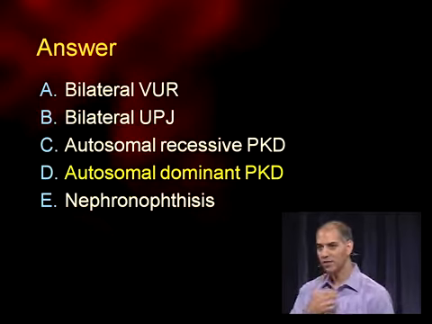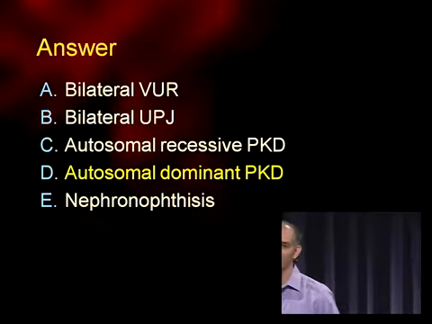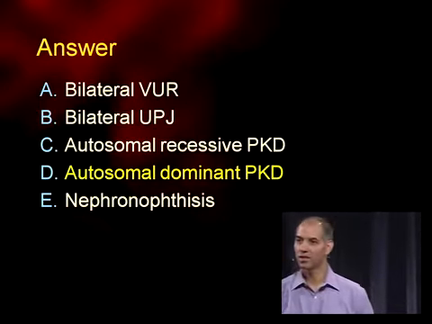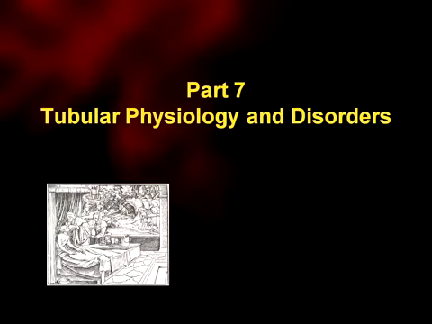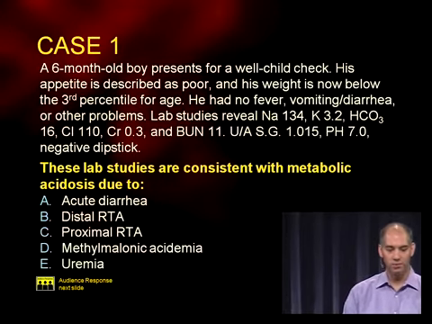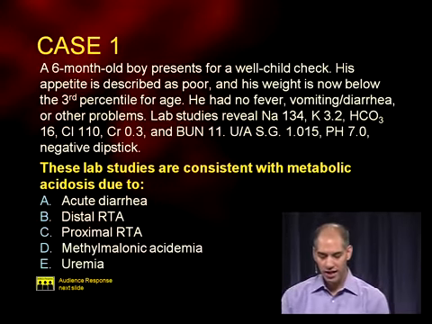Autosomal dominant polycystic. So even though autosomal recessive is the one that we think about as being the pediatric disease, in this kid, autosomal dominant is much more common. We're going to talk about tubular physiology, get back to some of those renal tubular acidosis. We'll start with a case.